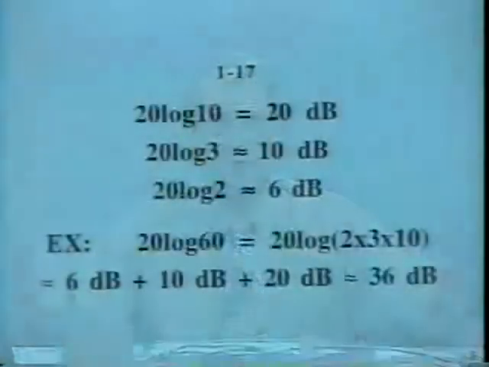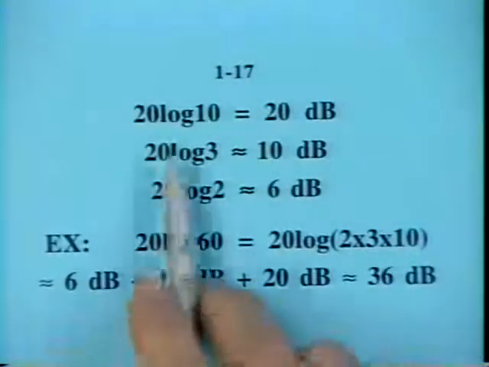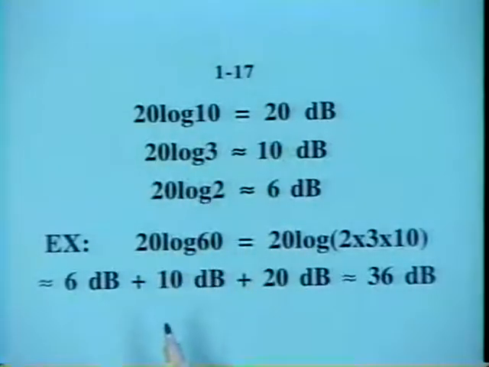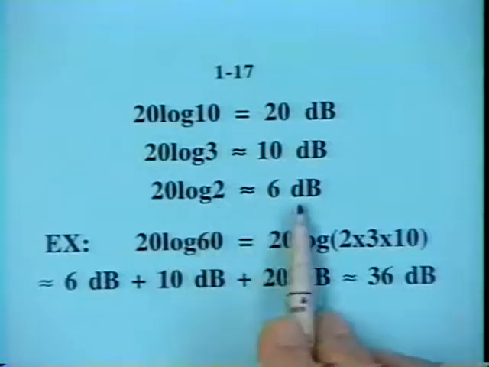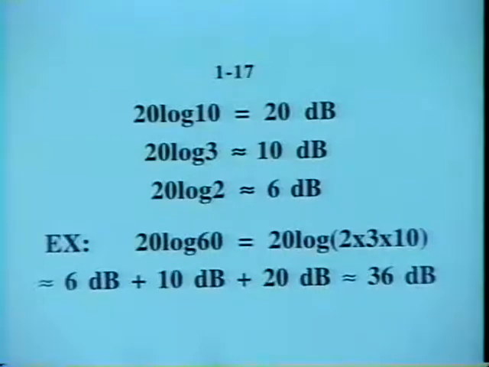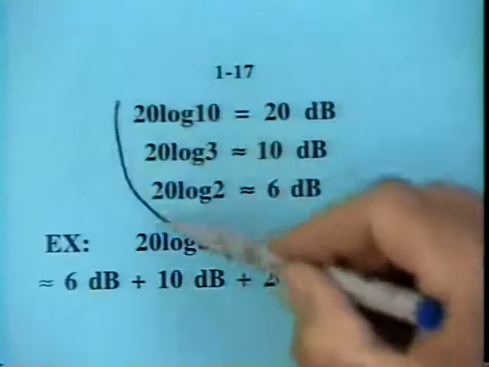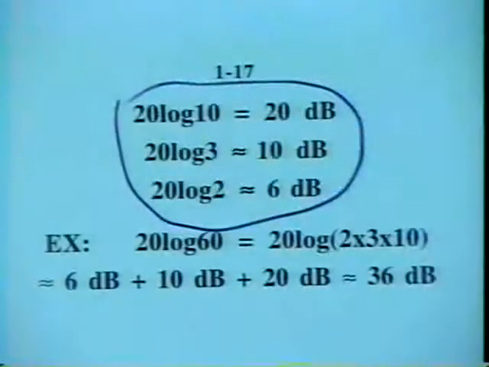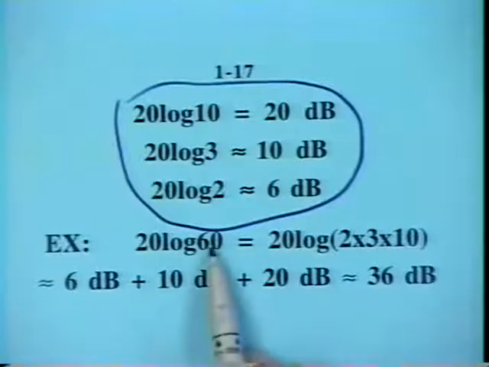Just a couple of quick practice examples here. We said 20 log of 10 is 20 dB, 20 log of 3 is approximately 10 dB, 20 log of 2 is approximately 6 dB. With these three values, you can just about estimate the value of any ratio. For example, say you want to know the ratio 60. What is that in logarithmic terms?